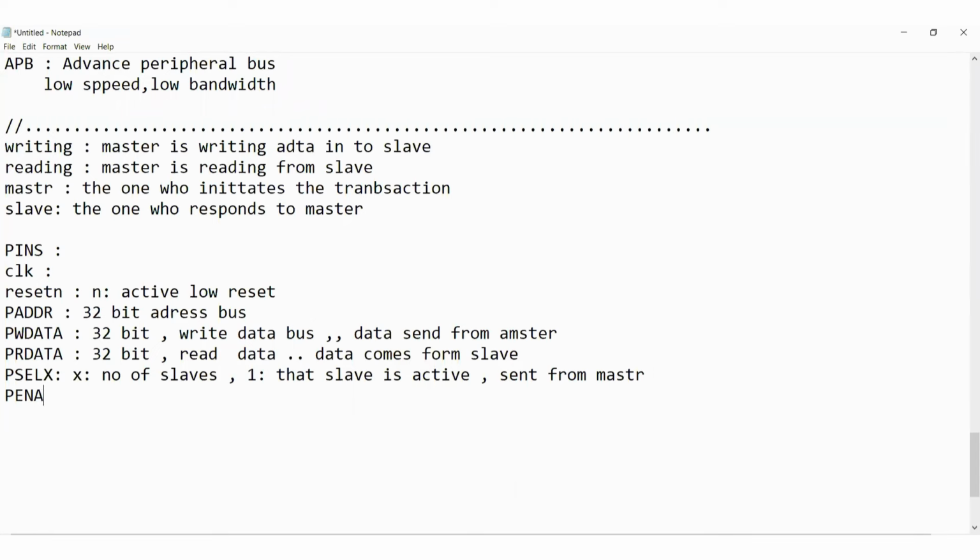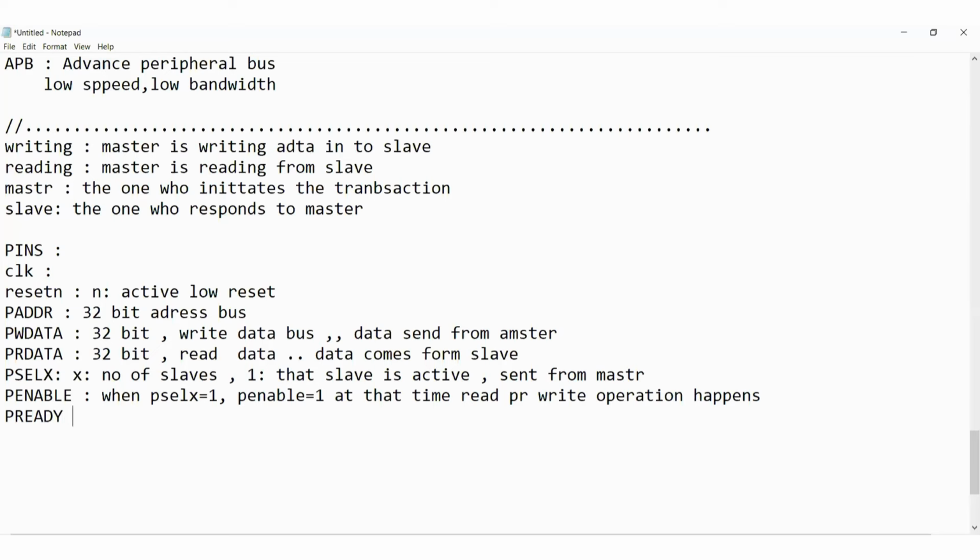Okay. Then there is the PENABLE signal. So when PSELx is equal to 1 and PENABLE is equal to 1, at that time a read or write operation happens. Okay, if PENABLE is 0, you cannot do a read or write operation. Okay. So PSELx, PENABLE, then there is one PREADY signal. This comes from the slave. If it is equal to 1, then the slave is ready for data transfer. Else, the slave is busy.